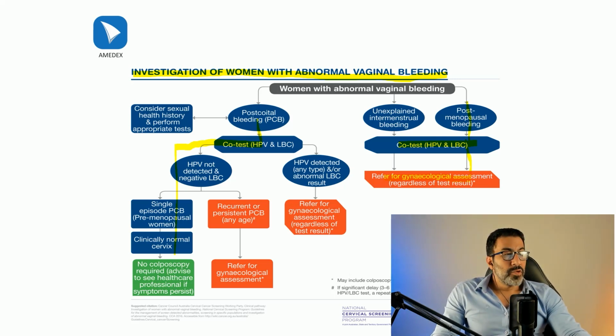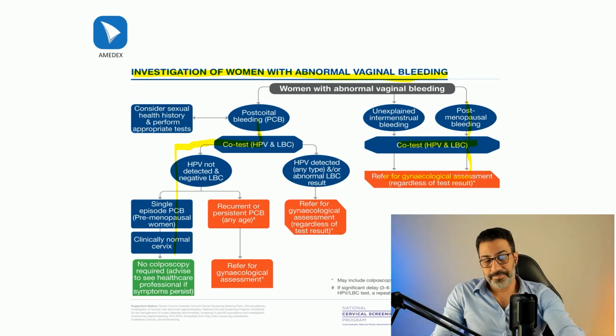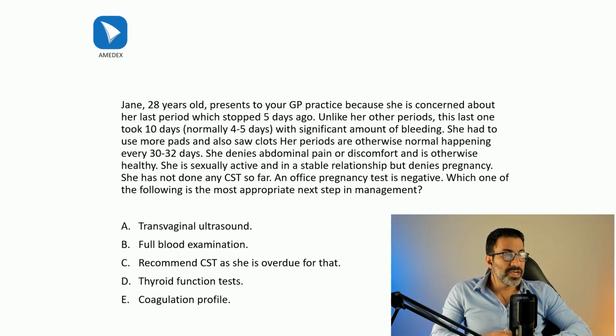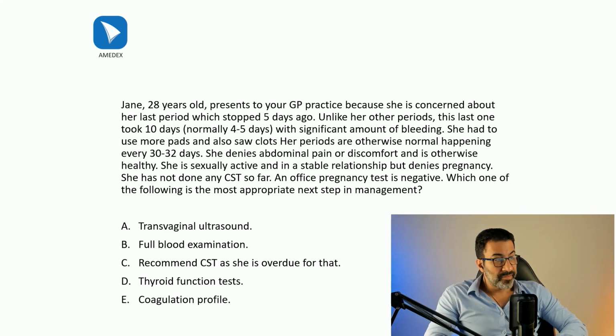But if the postcoital bleeding is happening frequently, or it's recurrent or persistent, we refer. So postcoital bleeding, persistent, recurrence, even if the test result is negative, we refer. If it's positive, we refer. Clear? Okay. This question, please pay full attention to that.